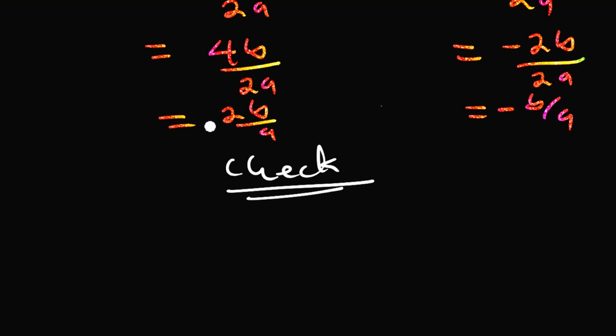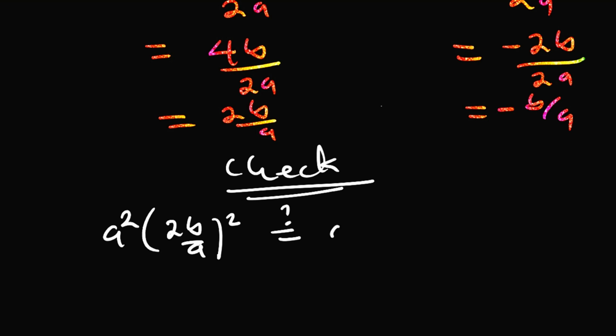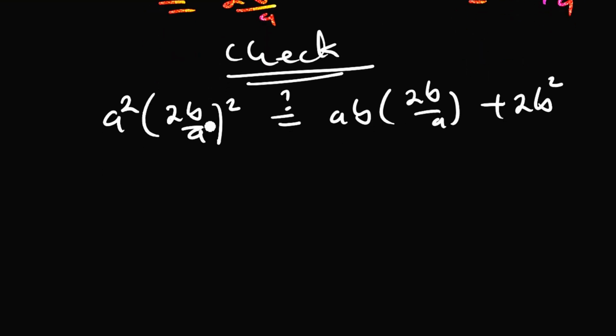So let us start with the first one, that is 2b over a. So just substitute back in our equation. So we had a squared times x squared. So x squared is 2b over a squared, and I want to see if that is going to be equal to abx, and x is 2b over a plus 2b squared. So let us simplify both sides and see if the equation balances.